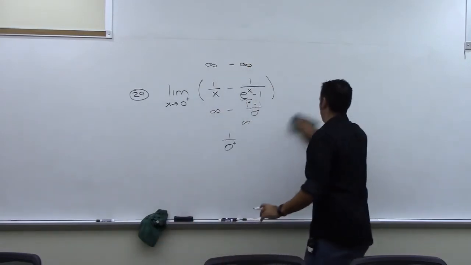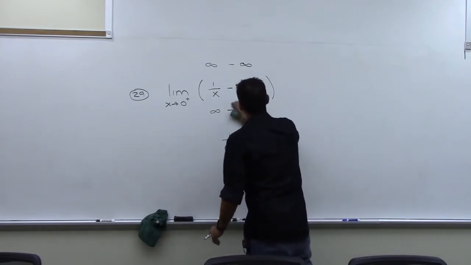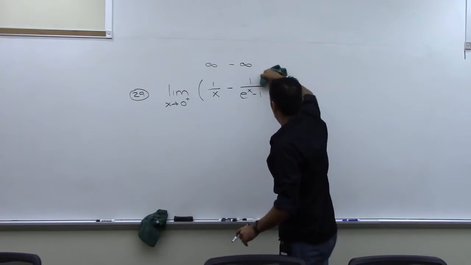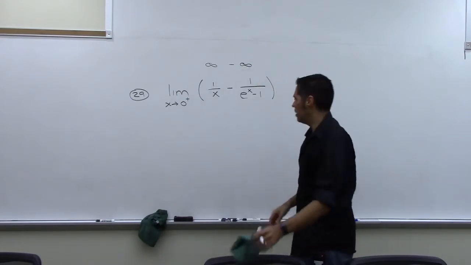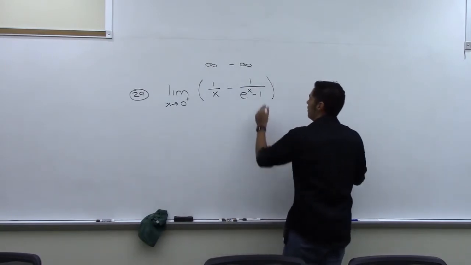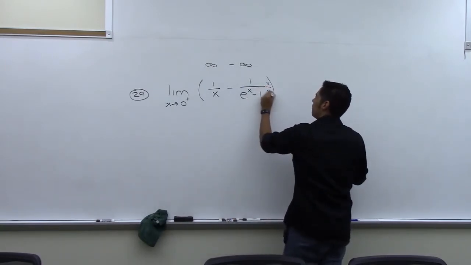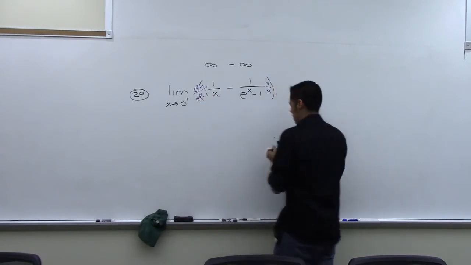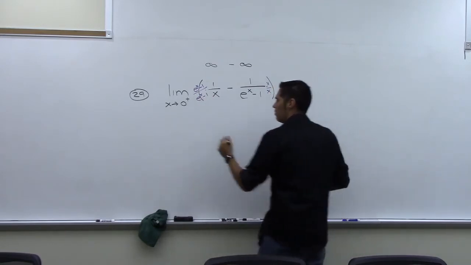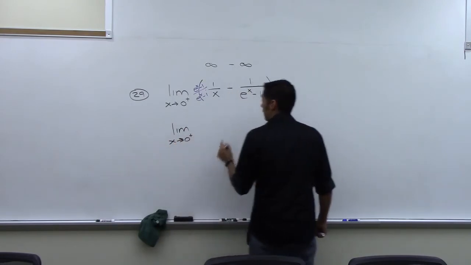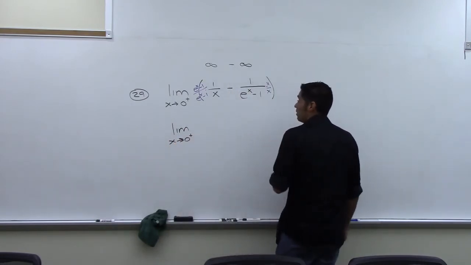All right. If you have infinity minus infinity, what we're going to do here, because we have fractions, is we are going to try to get a common denominator. So I will multiply the top and bottom of this one here by x, and I'll multiply the top and bottom of this one here by e to the x minus 1 over e to the x minus 1, and that'll give me my common denominator, and I'll put them together. So not doing any L'Hopital or anything yet. I'm just trying to convert this.